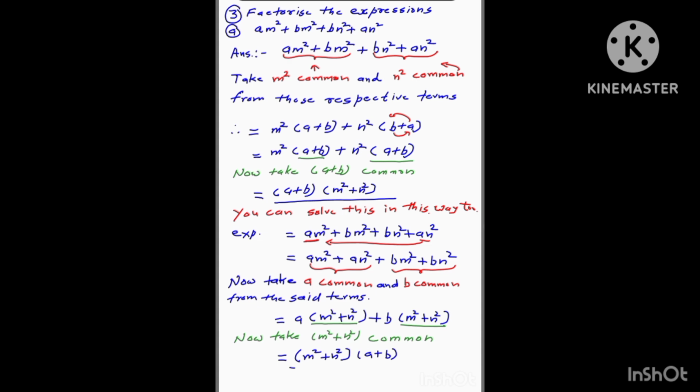So anyhow you solve, your answer is same. See, this answer is same as the previous answer. So you can solve any one way. Solve some problems. Thank you.